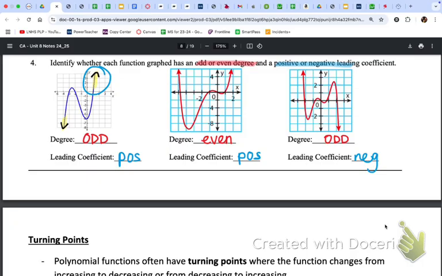Okay, look at the middle one, I think that should be kind of easy. But this one here, if you get confused about the odd, look at the right hand. Since it's going down, just like a negative line, that's a negative function.